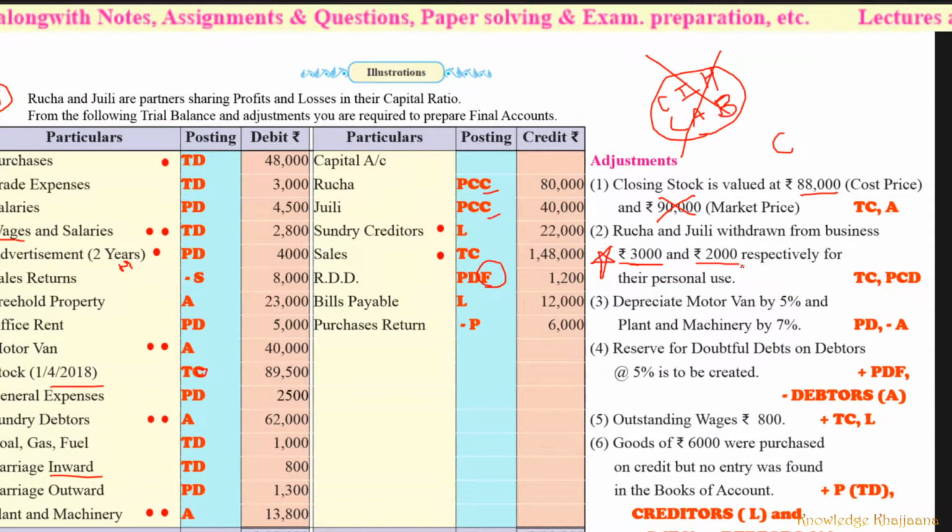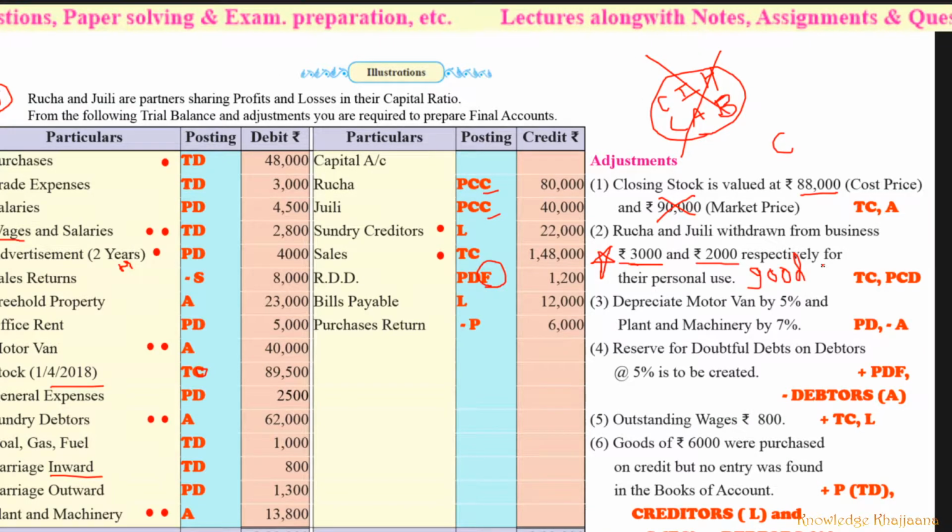They have withdrawn rupees 3,000 and 2,000. It means they have withdrawn in kind, in goods, right? See, this is again a hidden adjustment. You should understand it by looking at whether these accounts are there. Here these accounts are not there, so they have withdrawn in terms of goods. If they have withdrawn in terms of goods, then their withdrawal should be recorded at the trading account credit side. Understood? This is the biggest and most important explanation for this adjustment.